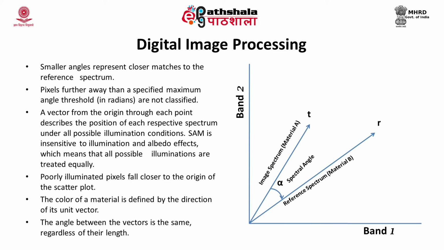Poorly illuminated pixels fall closer to the origin of the scatter plot, and you can see from this exercise that the color of the material is defined by the direction of its unit vector, and the angle between the vectors is the same regardless of their length. So, using this method, we can get information about that particular area.